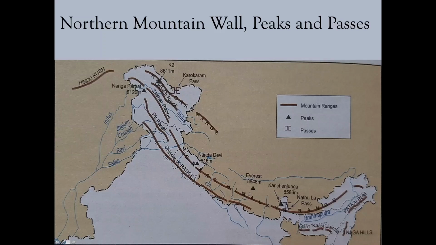And some passes you can see: Karakoram Pass, Nathula Pass. These are two passes that are represented in this picture. However, there are many other passes in this mountain range.